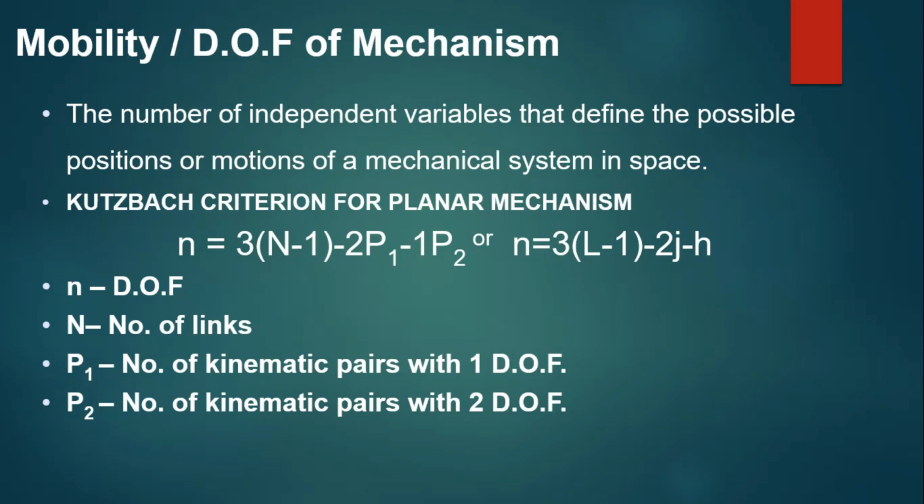So here, Kutzbach criteria for planar mechanism, two equations are there, both are similar. See here, n is equal to 3 into (N minus 1) minus 2 P1 minus 1 P2. Here small n is called the degree of freedom, and capital N is the number of links, P1 is the number of kinematic pairs with 1 degree of freedom, and P2 is the number of kinematic pairs with 2 degrees of freedom. Or else we can use the simple equation n is equal to 3 into (L minus 1) minus 2j minus h, where n is the number of degrees of freedom, L is the number of links, j is the number of lower pairs, and small h is the number of higher pairs, right? We can use either this equation or this equation.